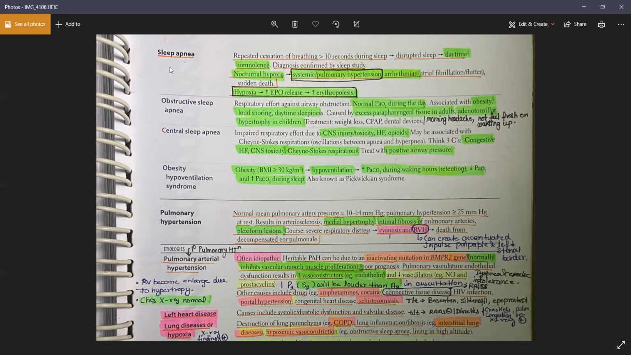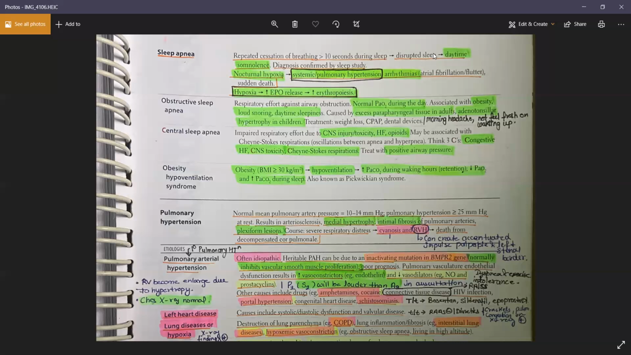Sleep apnea, the most common type being obstructive sleep apnea, mainly happens because of obesity. The patient will have a cessation of breathing for more than 10 seconds. They're sleeping normally, and suddenly they stop breathing. After 10 seconds, when the patient does not get oxygen, he suddenly wakes up. This can happen multiple times in the night, even 50 or 100 times, so they have very disrupted sleep.